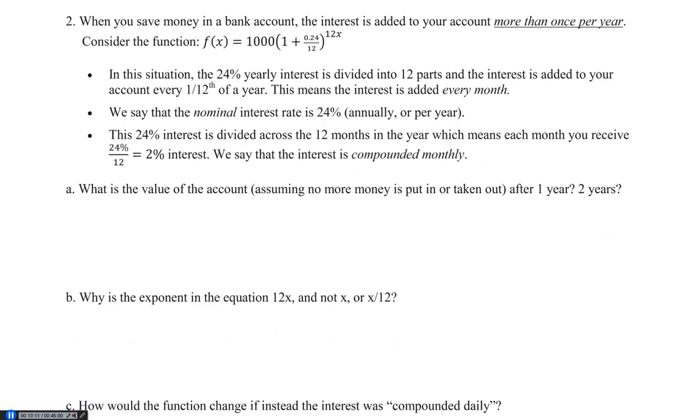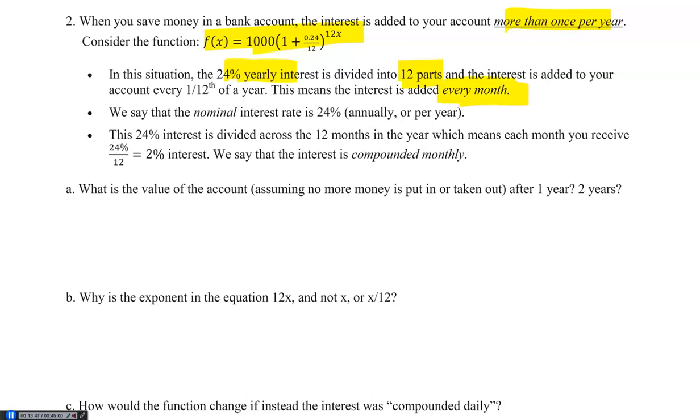Number 2, when you save money in a bank account, the interest is added to your account more than once per year. Consider this function, f of x equal to 1,000 times (1 plus 0.24 over 12) to the power of 12x. In this situation, 24% yearly interest is divided into 12 parts. That's why it's 0.24 divided by 12, and the interest is added to your account every 1/12 of the year. That means the interest is added every month.